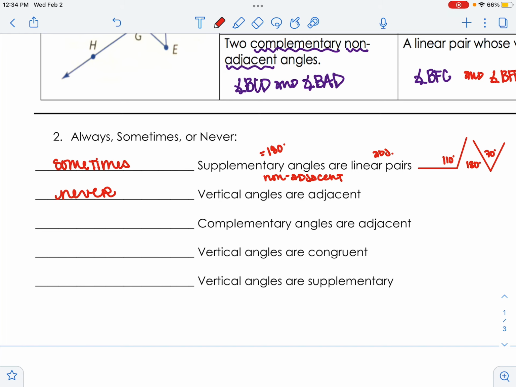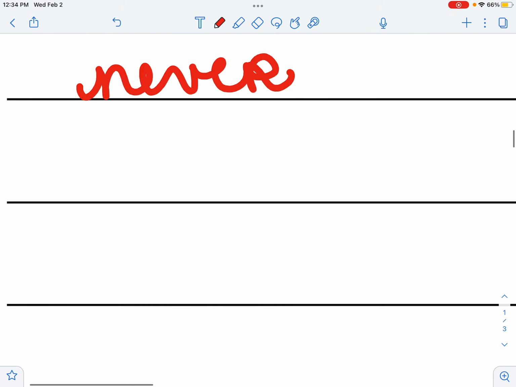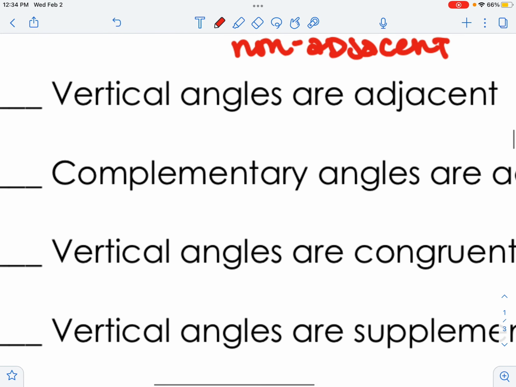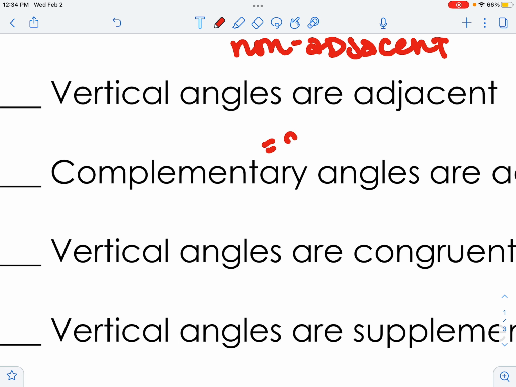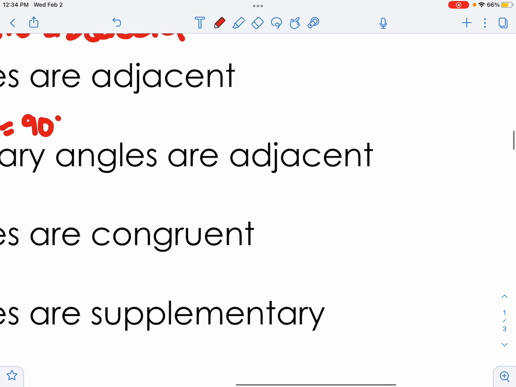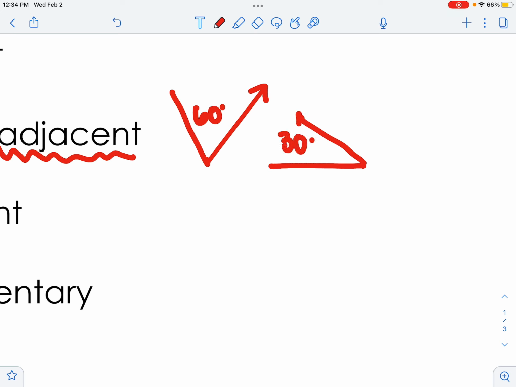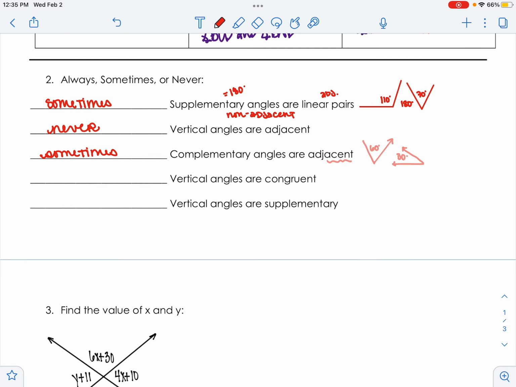All right, next one, complementary angles are adjacent. Again, this is going to be sometimes, because it's just like the one that we did with the supplementary angles, where all we know about complementary angles is they have to add up to equal 90 degrees, right? So we don't need them to be adjacent. They could be adjacent, but we could easily have an angle like this, all right, that would be 60 degrees, and then an angle like this that's 30 degrees. And one more time, those would add up to 90 degrees, all right? But they would not be adjacent.